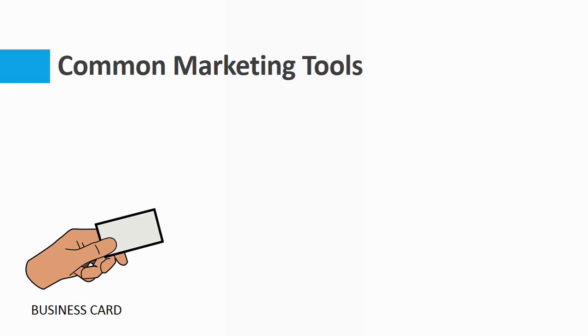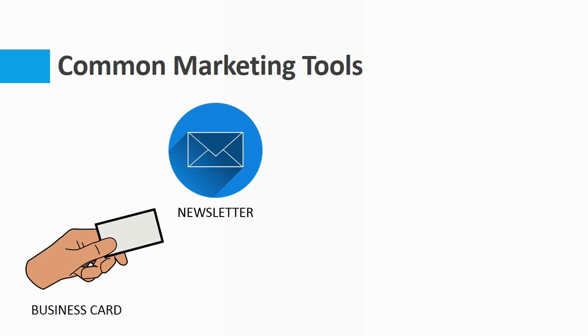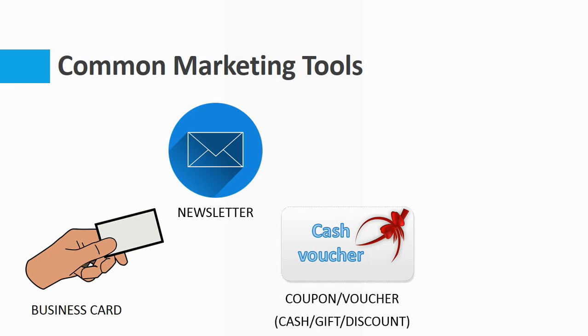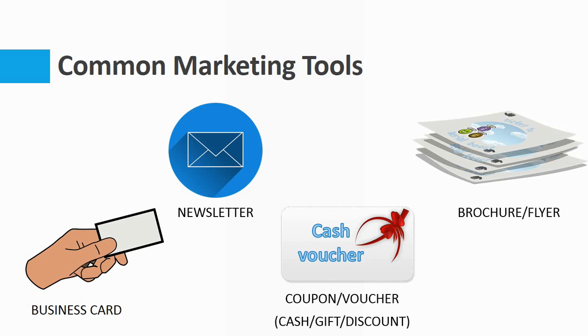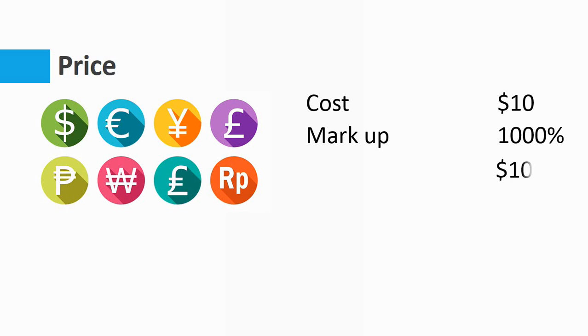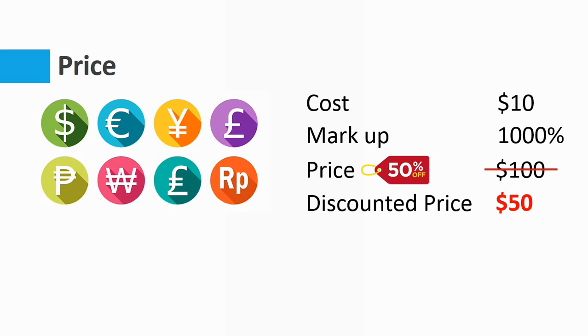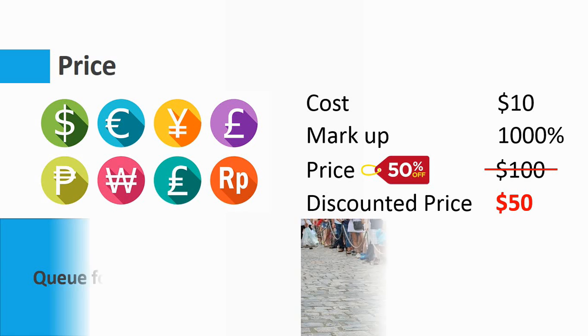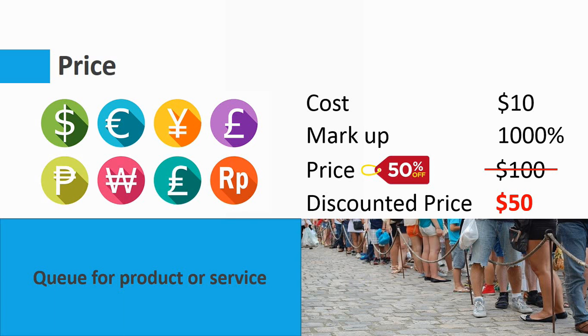Marketing tools are such as business card, newsletter, coupon, voucher, and brochure. How about price? It can be used as a tool as well. For instance, the cost of a product is $10. The seller marks up the cost price by 1,000% before offering a huge discount of 50%. The profit is $40 per unit. People queue for products and service.